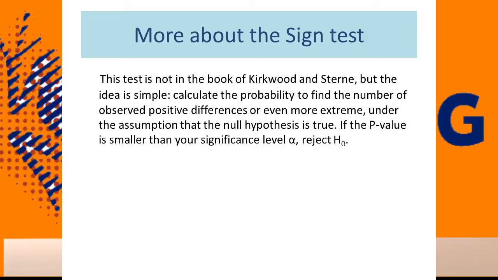The sign test is not in the book of Kirkwood and Sterne, but the idea behind the test is quite simple. Conditional on the number of individuals with a difference unequal to 0, so ignoring the ties, we expect to see 50% pluses and 50% minuses. We will calculate the probability of finding the number of observed positive differences, or even more extreme, if the null hypothesis is true. Looking at the number of negative differences will give the very same p-value.